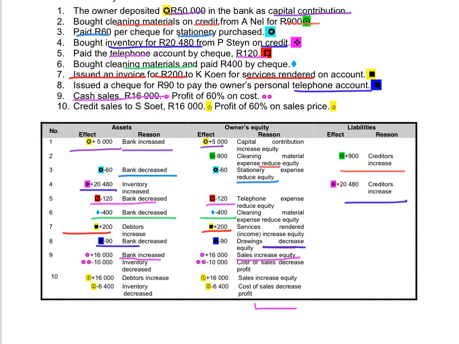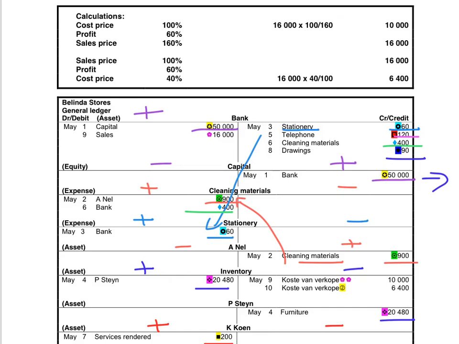Now remember, it's a profit of 60% on cost. If the profit is on cost, then the cost price will be worth 100%. The profit is 60% and the sales price is 160%. The sales price was 16,000. So because we know the sales price, we will write the 16,000 next to the 160. If we want to determine the cost price, we will use the 16,000 times the 100 that we want to calculate over the one that we know, 160, and that will give us 10,000 Rand.